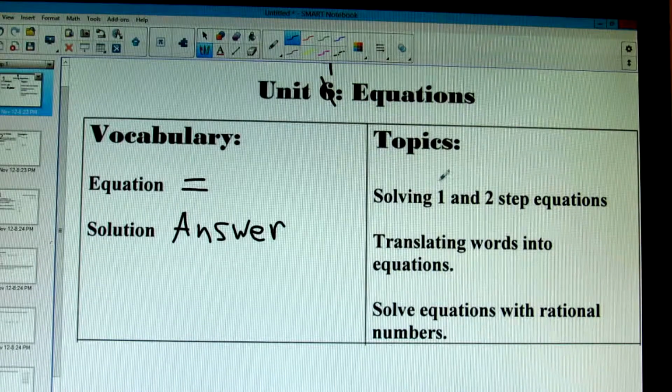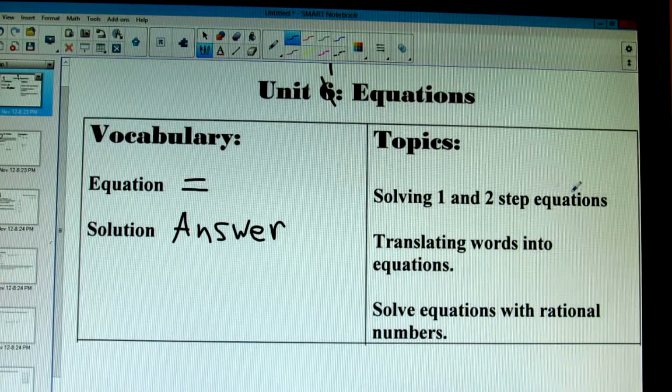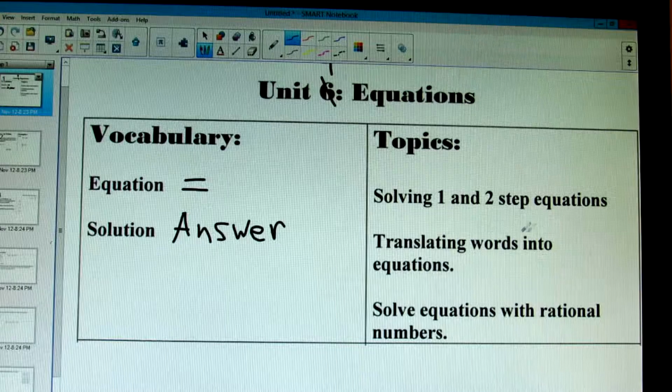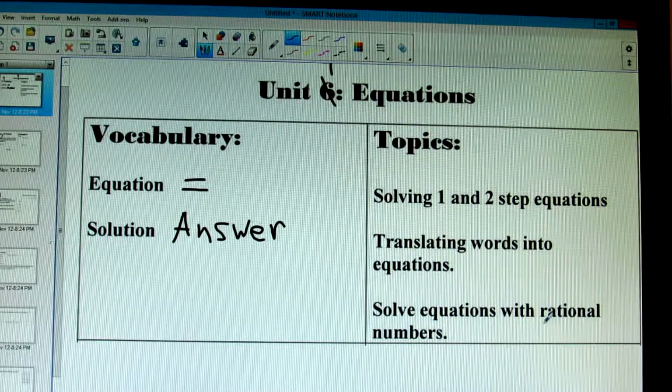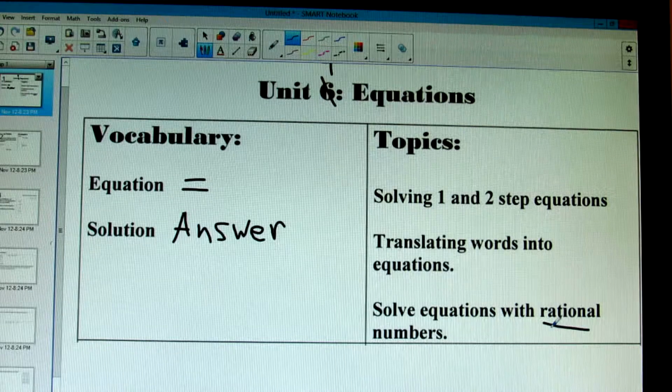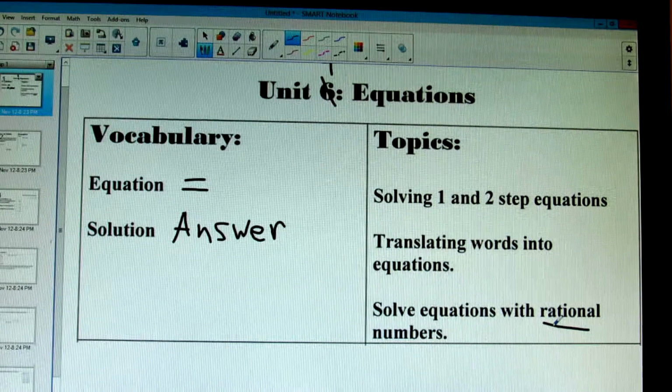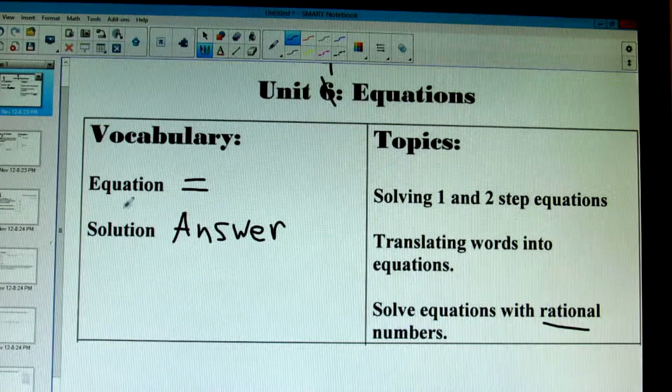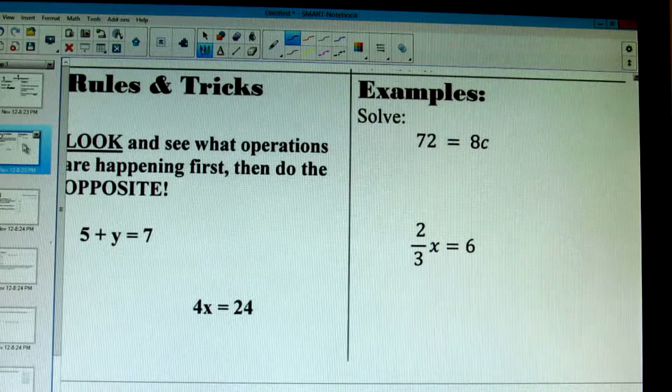Some things you're going to need to know: how to solve 1- and 2-step equations, how to translate words into equations, and to solve equations with rational numbers. Rational numbers are anything such as decimals, fractions, even integers, which we've already gone over. All right, let's get to it.